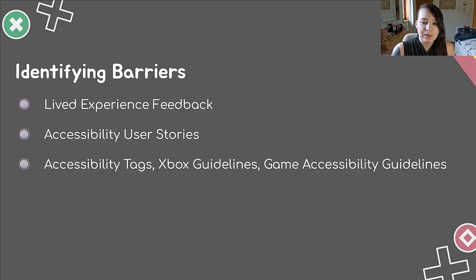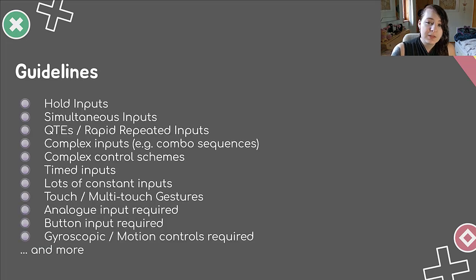For tags and guidelines, I would recommend the ESA's Accessible Gaming Initiative tags, Xbox Accessibility Guidelines, and the Game Accessibility Guidelines. From going through the various guidelines and tags, you can get a fairly comprehensive checklist of barriers that you can review your game against. Things like hold inputs, simultaneous inputs, QuickTime events, and more. You should use this as a checklist. So play your game, take all of the ones that happen, and then those are your barriers.